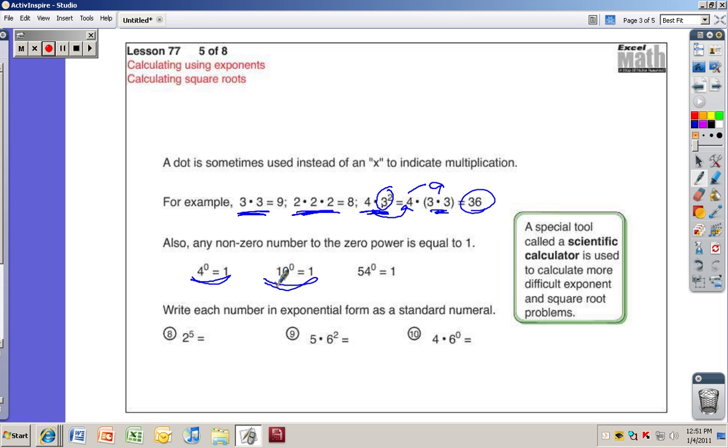10 to the 0 is equal to 1. 54 to the 0 is equal to 1. 1 million to the 0 is equal to 1. Anything to the 0 power is always equal to 1.